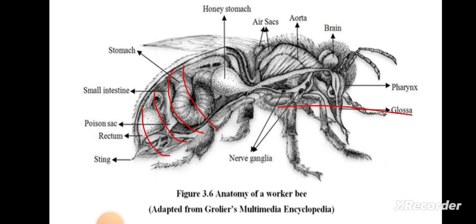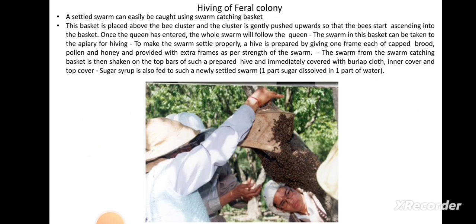This is the anatomy of a worker bee. You can see the pharynx in the front portion, then the brain, aorta, air sacs, and honey stomach. The honey stomach is different from the honey bee's stomach, because the honey stomach is meant for collecting the nectar and making the honey. Then the small intestine, and the poison sac, which is for stinging purposes. Then the rectum, and the sting, which is there to insert the poison. Then the nerve ganglia and the glossa. These all have different functions. This is all about the anatomical and morphological features in the honeybee.